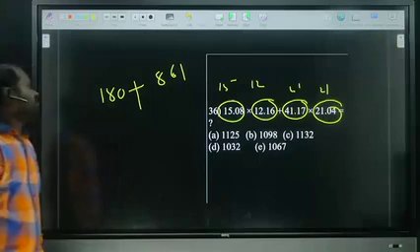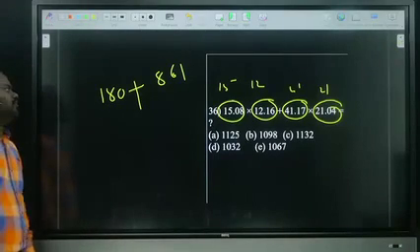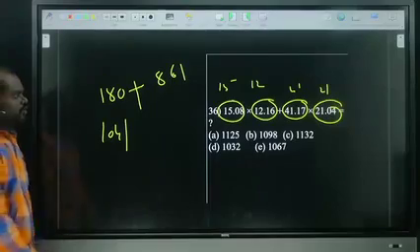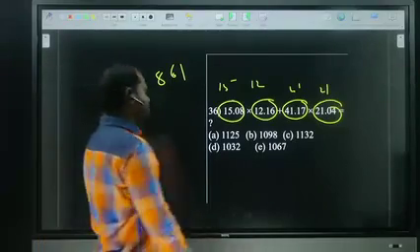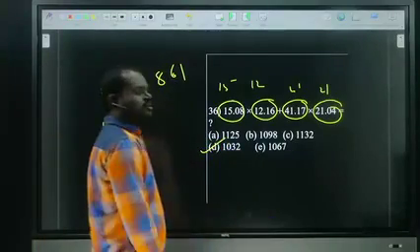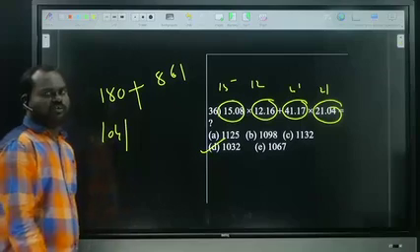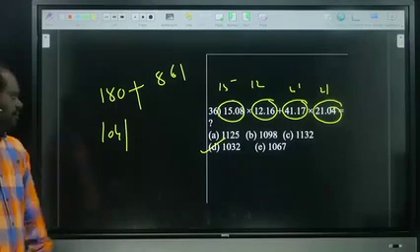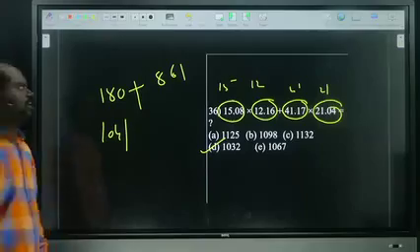So 180 plus 861, how much? 1041. Which is the nearest option? The nearest option is 1032. Take it as 1032. Actually 1041 is near to 1032. Okay? Next.